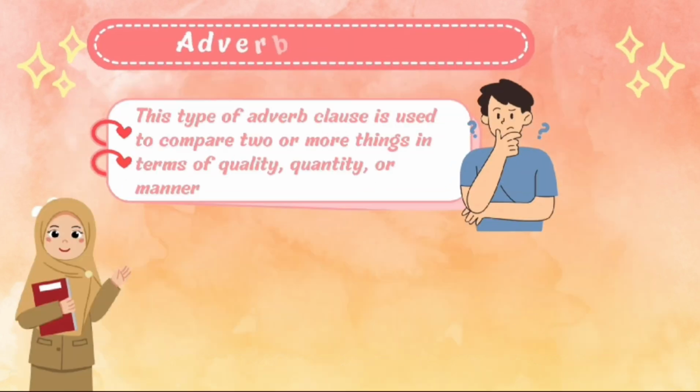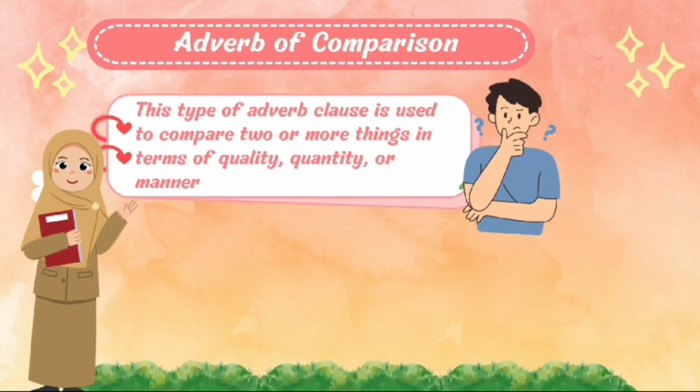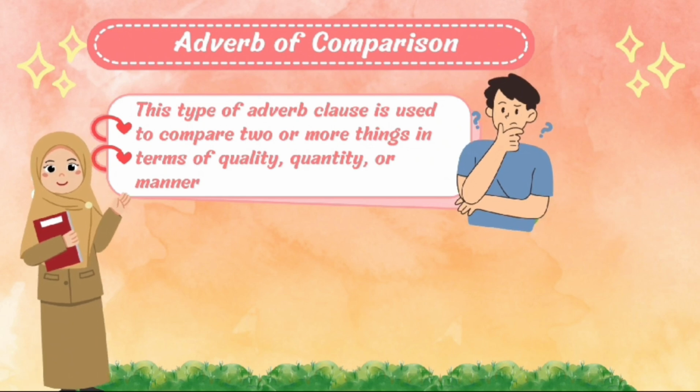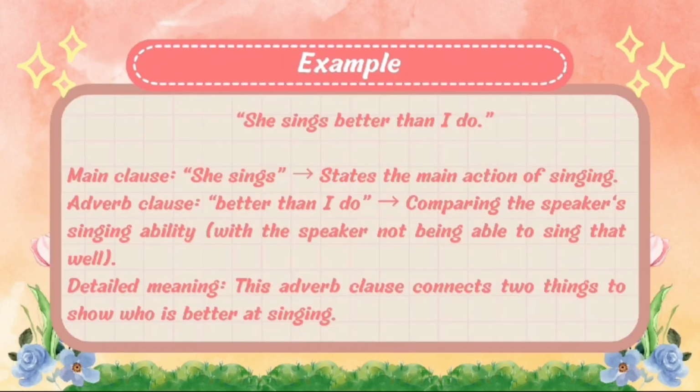The last type of adverb clause is adverb clause of comparison. So this type of adverb clause is used to compare two or more things in terms of quality, quantity, or manner. It usually connects two different actions or circumstances, like the example, she sings better than I do.